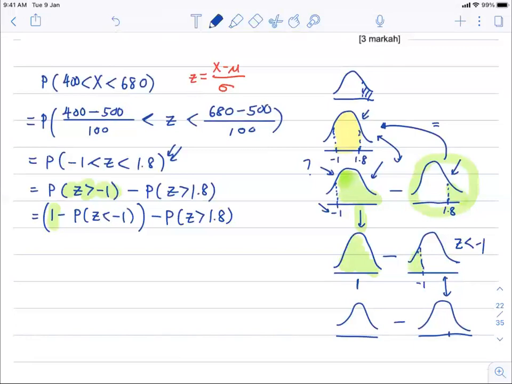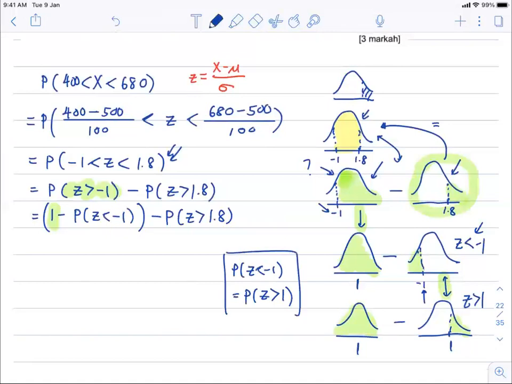This is still not the end yet. We are still unable to find Z smaller than negative 1, so we need to convert it further. On the bottom, we can still keep the whole graph, but then we flip the negative 1 into 1, so the negative becomes positive, and then we take Z greater than 1. The above and the bottom graph, the areas are actually the same. The probability of Z smaller than negative 1 is equal to the probability of Z greater than 1, because they are symmetrical, so the areas on both sides are the same.